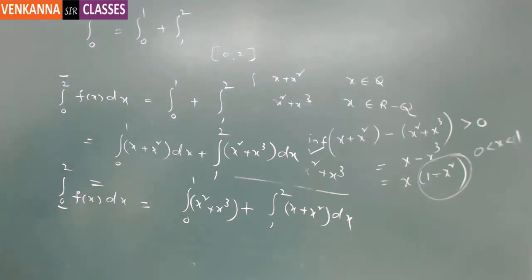So this problem is somewhat different compared to the previous examples. I will say that for one part you will get the value as 83 by 12 and for the other part you will get the value as 53 by 12. So the lower integral will be 53 by 12 and the upper integral will be 83 by 12. By doing the simple integration, you check and confirm the answers.